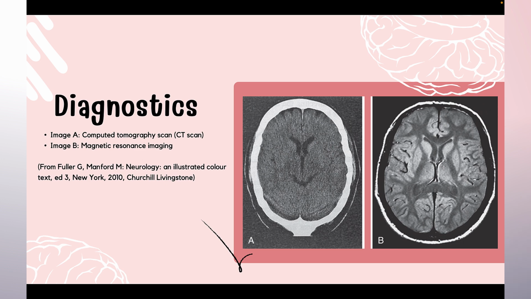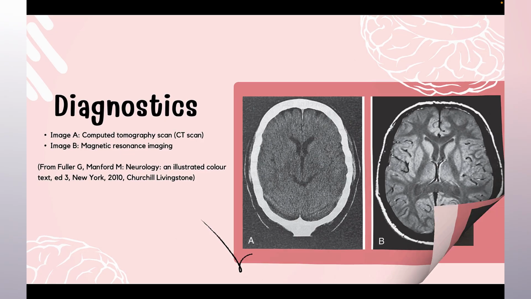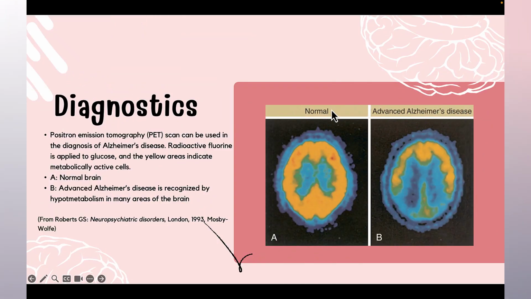So here, I'm just showing you examples of some of these different tests. Image A is what a CT scan looks like, and image B is what an MRI looks like. So you can see an MRI gives a lot more detailed picture than a CT scan does. That's why it can be more beneficial to us with diagnosing certain things. And then here, this shows what a PET scan looks like on a normal brain versus somebody with advanced Alzheimer's disease. The yellow areas indicate metabolically active cells. So we can see we've got lots of activity going on in a normal brain versus in that Alzheimer's brain. We don't see as much activity.